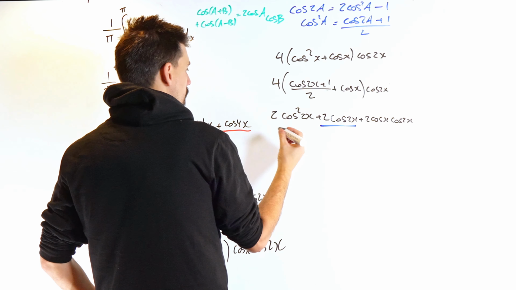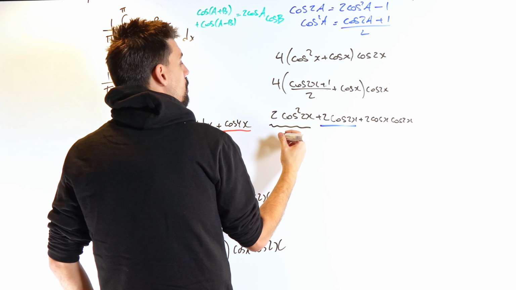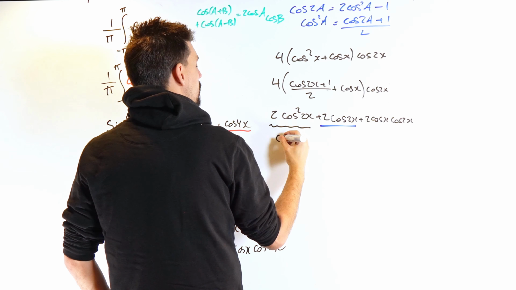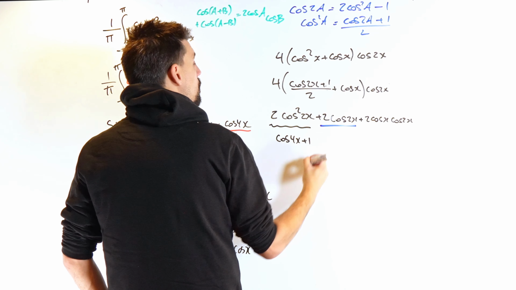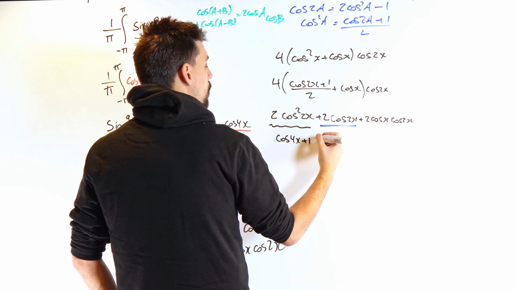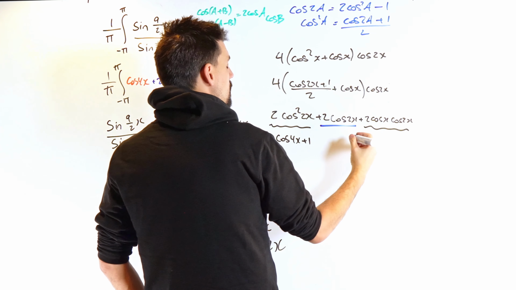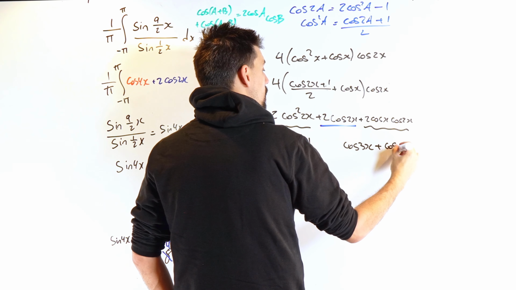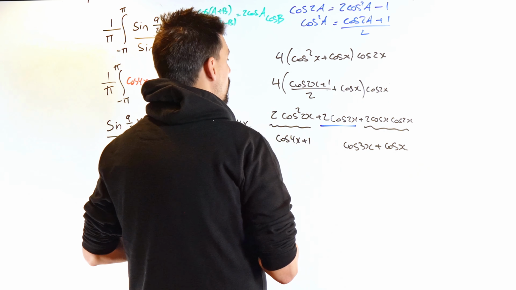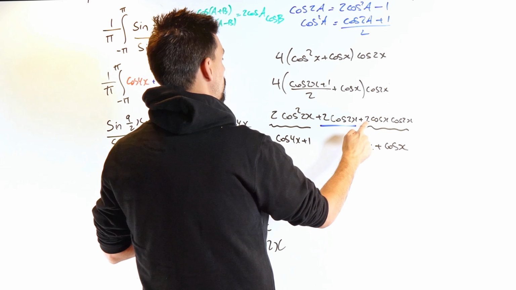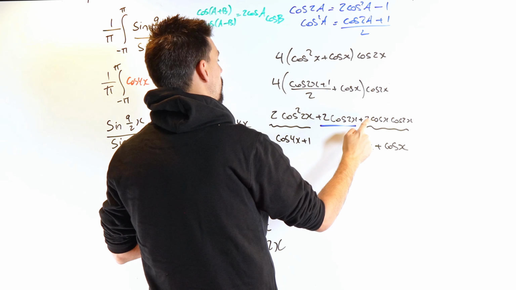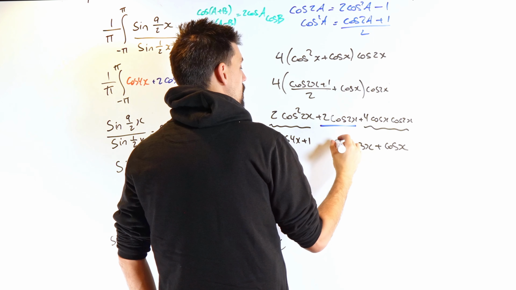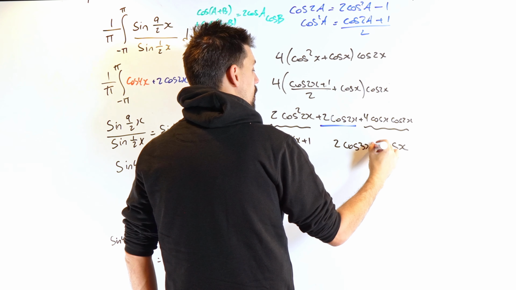So this term here becomes cos 4x plus 1. That one we've already done. And that one there becomes cos 3x plus cos x. And that should be a 4 here, shouldn't it? That should be a 4. So it's going to become 2 and 2.